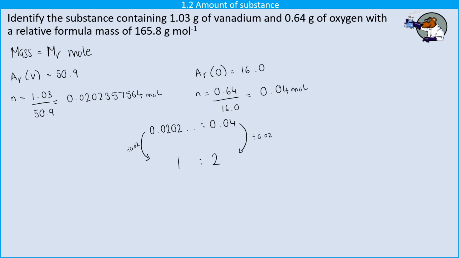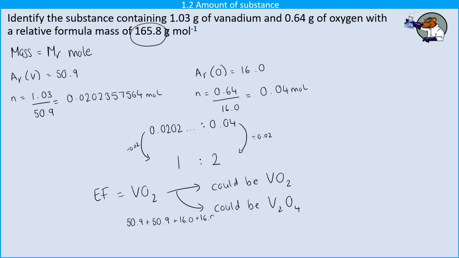Now, I'm not actually done because, as we know, vanadium is a transition metal, and it has a bunch of different stable oxidation states, and it produces a bunch of different oxides, and actually two of those oxides have the empirical formula VO2. So it could be VO2 or it could be V2O4. So now I need to use that relative formula mass from the question to work out which one of these it is. So if I work out the relative formula masses of those two oxides, I find that it's the V2O4 that has a relative formula mass of 165.8, and therefore that is my correct answer.